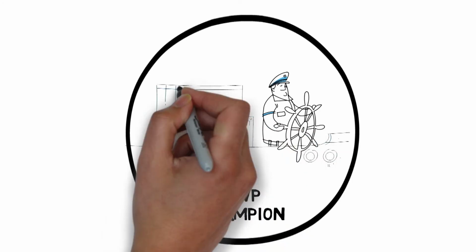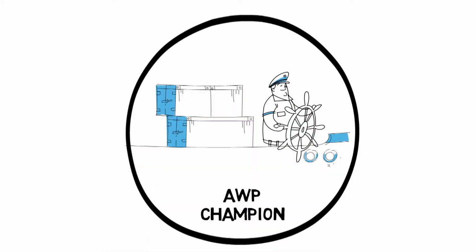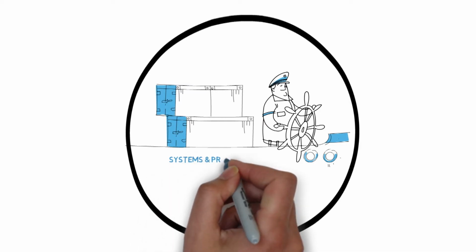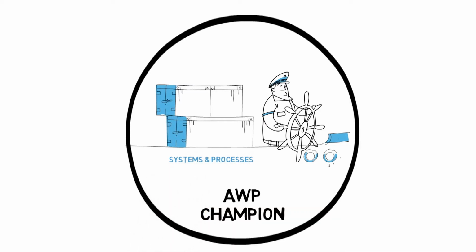As a member of the project management team, the AWP Champion is responsible to develop systems and processes that support the holistic logic of advanced work packaging, information management, and workface planning.